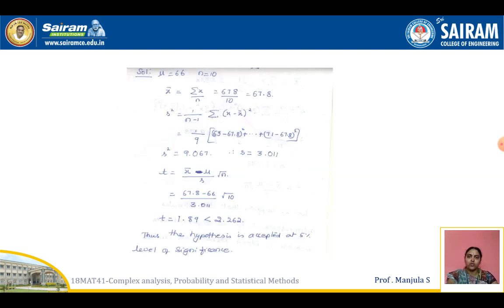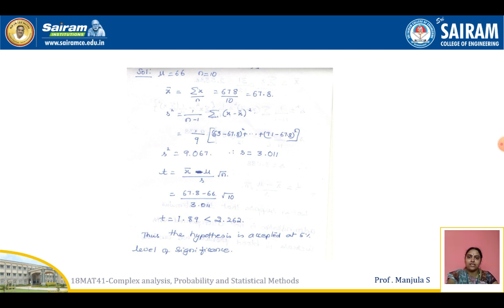So first, what we have to do: they have given mu equals 66, and n is 10 values, so just take n equals 10. Then we'll find x bar, first the average. X bar will be summation of x divided by n. The given x values you just add, you get 678, divided by n which is 10. On simplification we get x bar as 67.8.